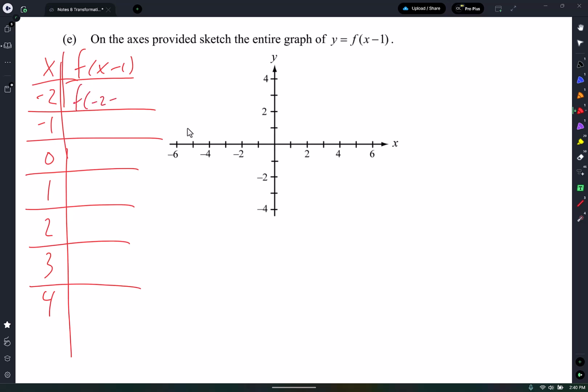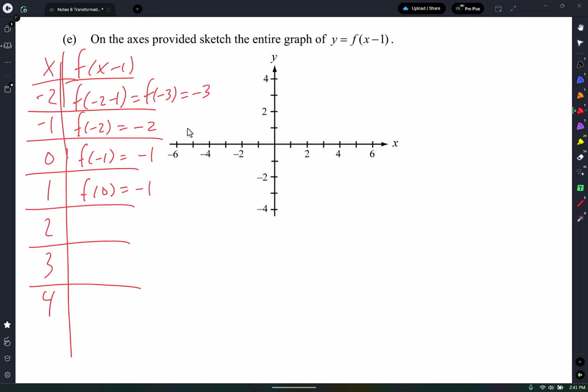F of negative 2 minus 1, that's f of negative 3, which happens to be negative 3. So all I did was plug in a negative 2 and subtract 1, so it turned to negative 3, and f of negative 3 is negative 3. If I plug in a negative 1, negative 1 minus 1 is negative 2, and f of negative 2 is negative 2. If I plug in a 0, 0 minus 1 is negative 1, and f of negative 1 is negative 1. If I plug in a 1, 1 minus 1 is 0, and f of 0 is also negative 1.